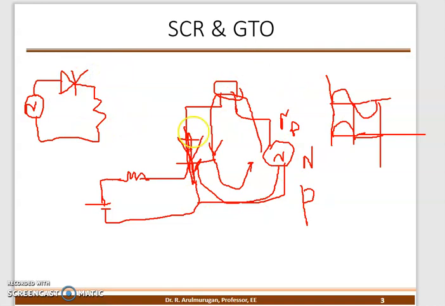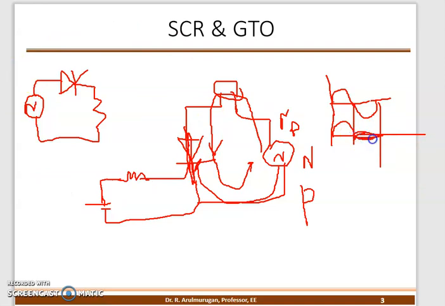So what is this part? Half wave controlled rectifier. That's all. Why am I telling these two concepts? SCR and GTO are both half wave only, not any cause. It's not a full wave.